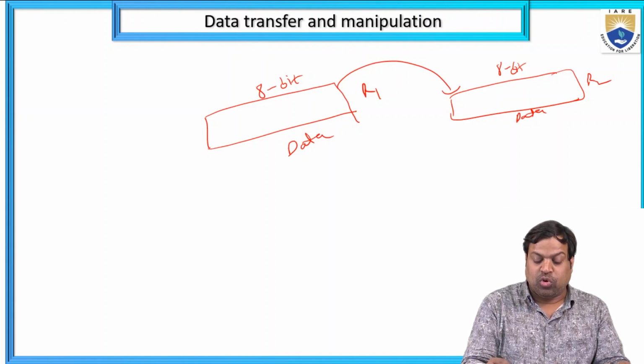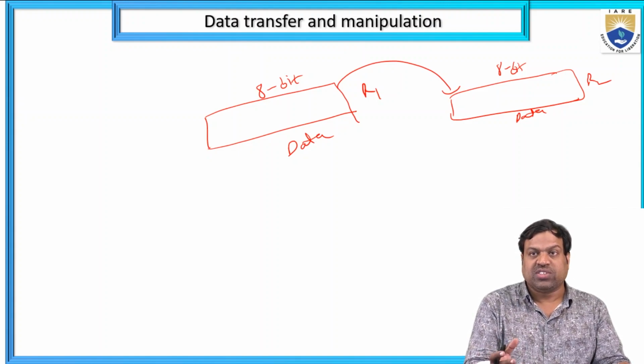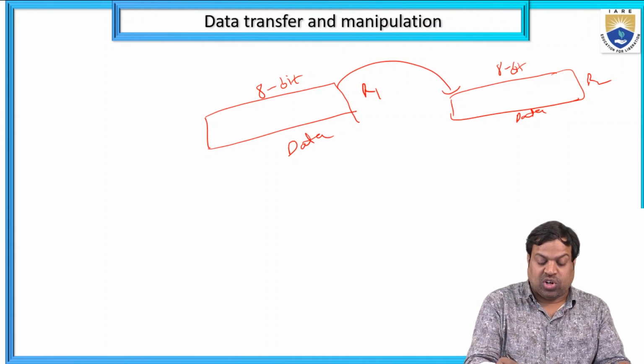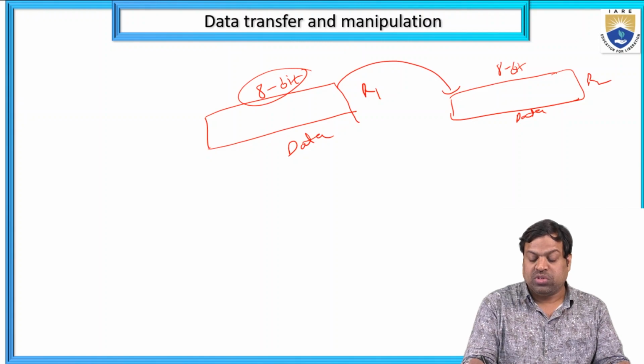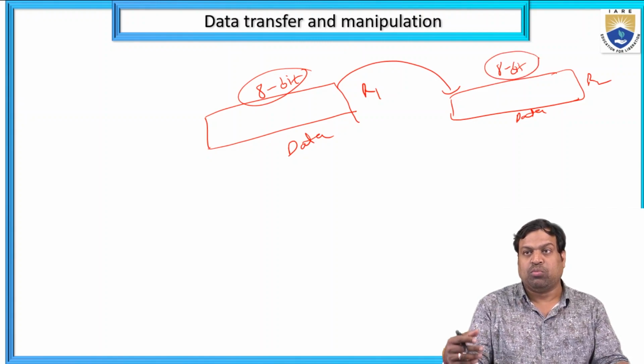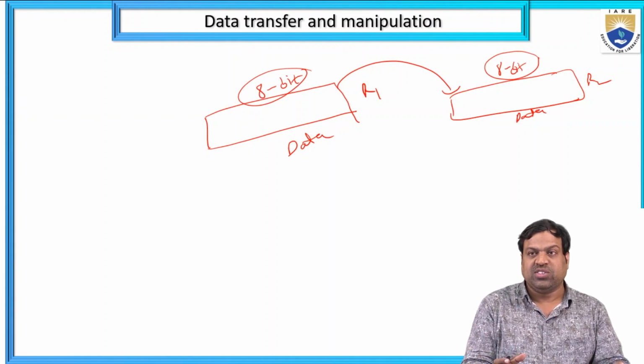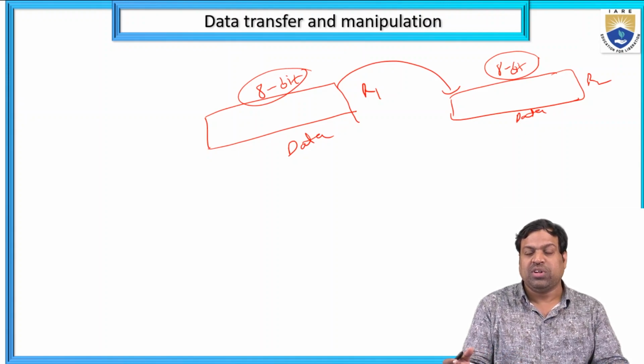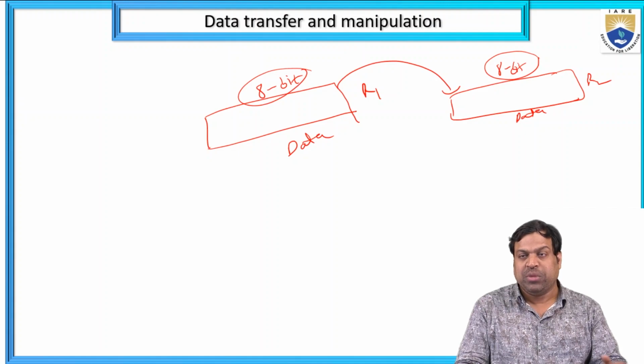Before going to the data transfer, what is the size of the register? Suppose the R1 register size is 8-bit, and I am transferring to R2. Shall I go for the same size or more than that? But don't go for less size. Why? Because the data size is 8-bit, so when I am transferring, the destination should also be 8-bit minimum.